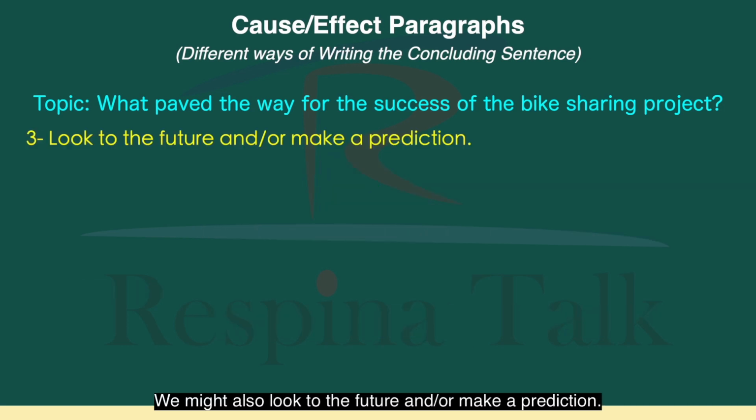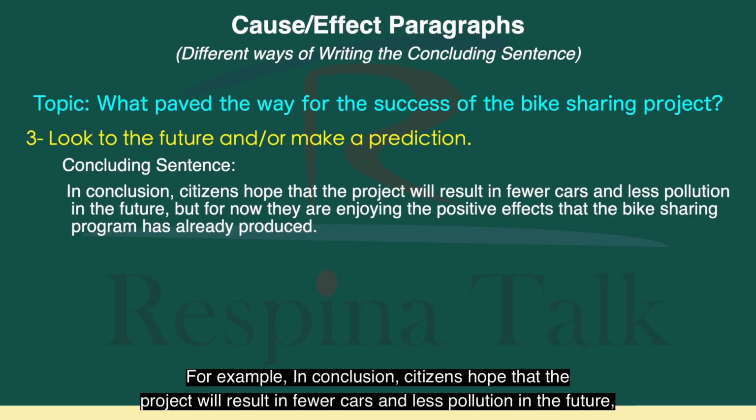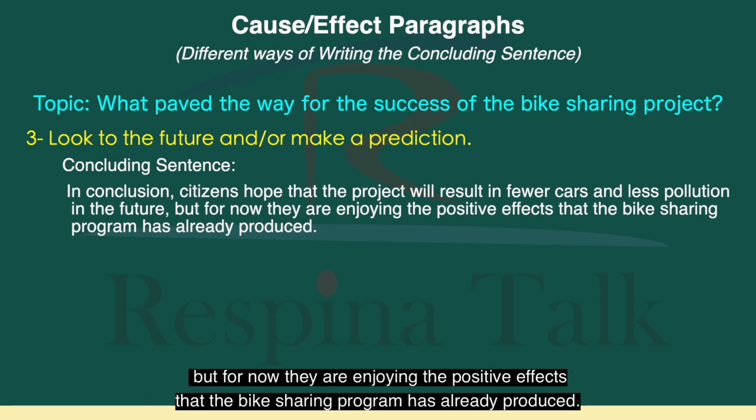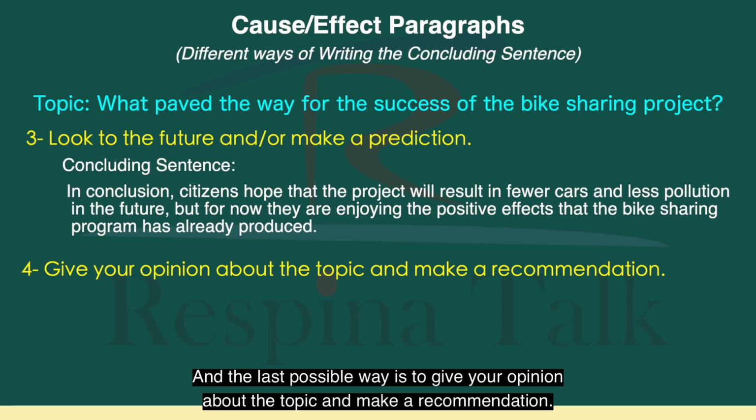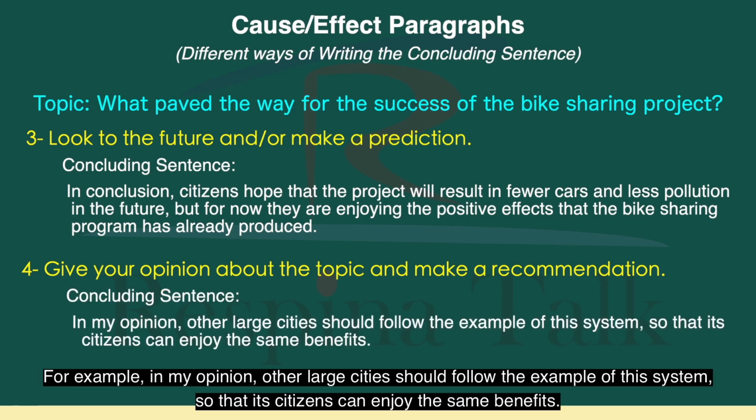We might also look to the future and/or make a prediction. For example, in conclusion, citizens hope that the project will result in fewer cars and less pollution in the future. But for now, they are enjoying the positive effects that the bike sharing program has already produced. And the last possible way is to give your opinion about the topic and make a recommendation. For example, in my opinion, other large cities should follow the example of this system so that its citizens can enjoy the same benefits.